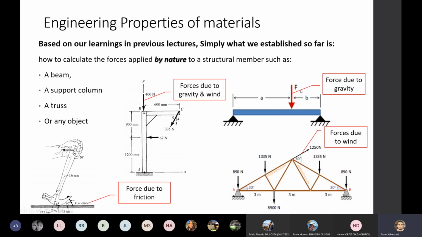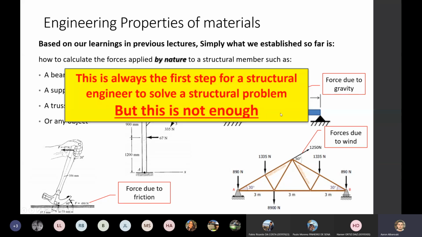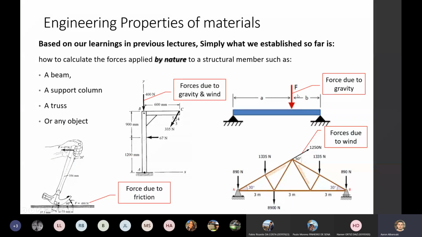Next semester, we'll learn how to come up with these numbers, but there's a missing part there. Even if I work out this number, even if I know how much moment and shear, what's next? I need to know what material. That's the missing part. That's the answer to all these questions. I need to know what material I need to use to resist these forces. And this is the part we call the properties of materials.